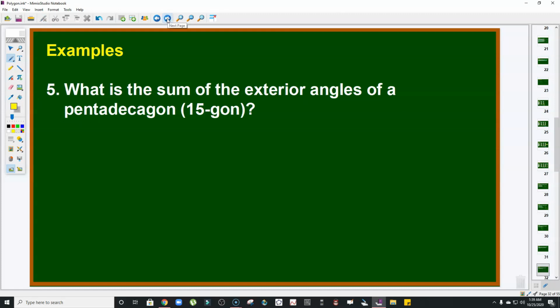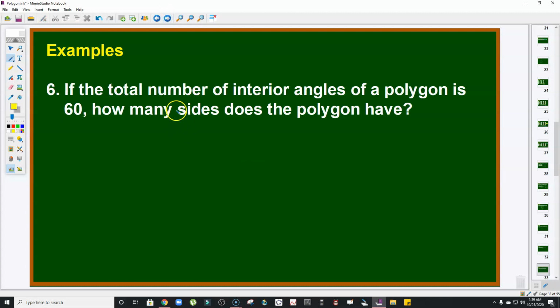Next, number 15. What is the sum of the exterior angles of a pentadecagon? Okay, sum of the exterior angles. So, binigay ko na yon. So, automatic yon. Ang sum ng exterior angles of any n-gon is 360. Okay, and pinakita ko yon kanina. Clear?